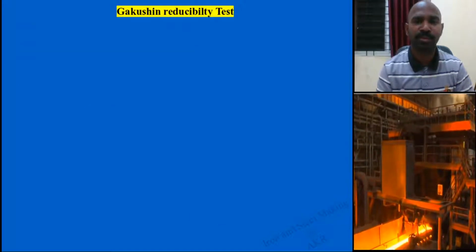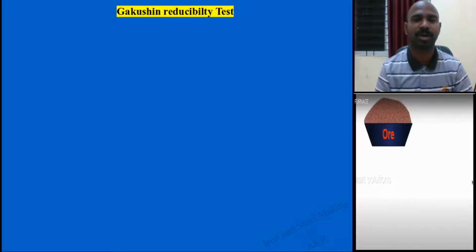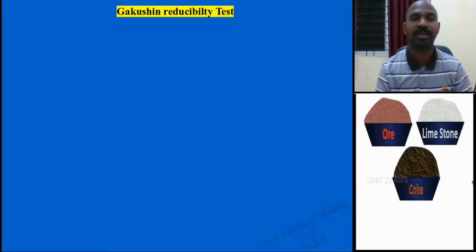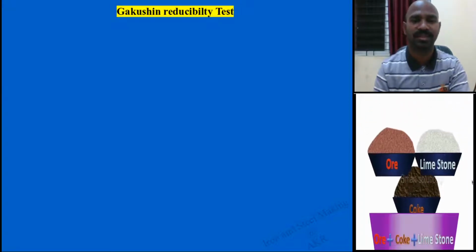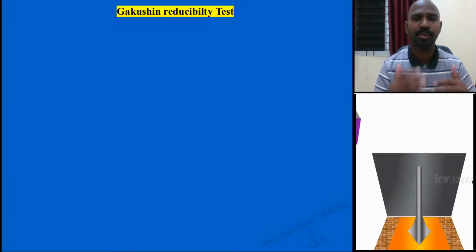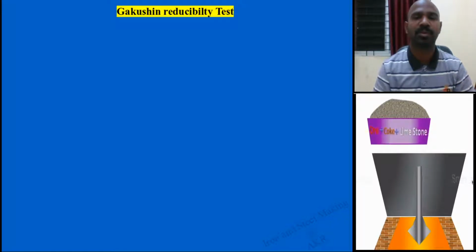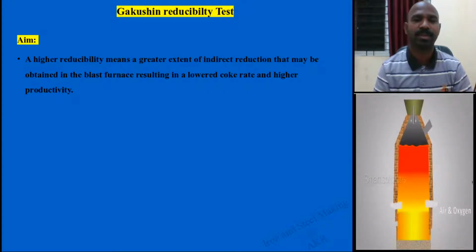And now the other part after porosity is reducibility of coke. In the last lecture I was talking about a few properties, physical and chemical, mostly chemical properties. Now I am going to talk about physical properties. One is porosity, the other is reducibility, as suggested by Gakushin. The Gakushin test mainly aims to characterize reducibility based on the indirect reduction of coke. What do you mean by indirect reduction of coke?